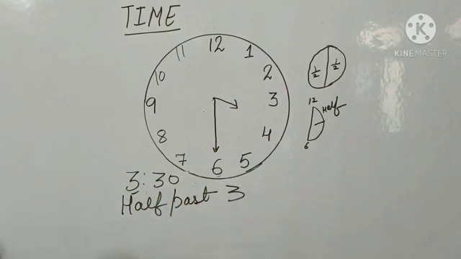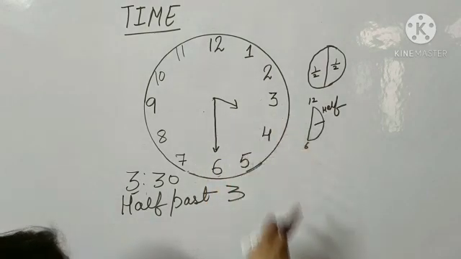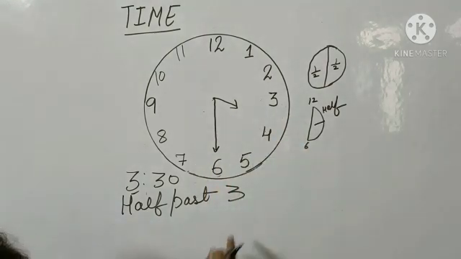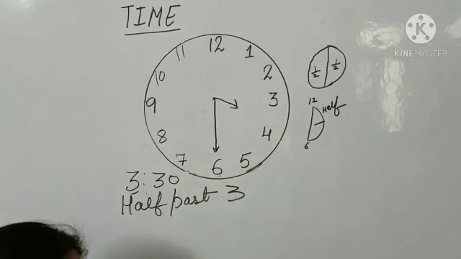So, 2 special cases I have explained to you. When the minute hand is at 3, you can write quarter past. And when the minute hand is at 6, you can write half past. I hope it is clear to you. Thank you.